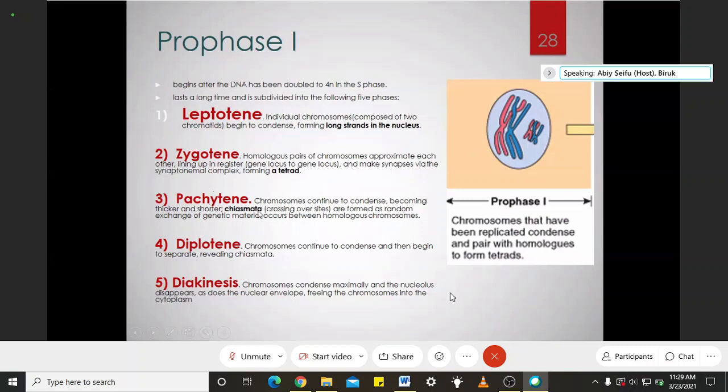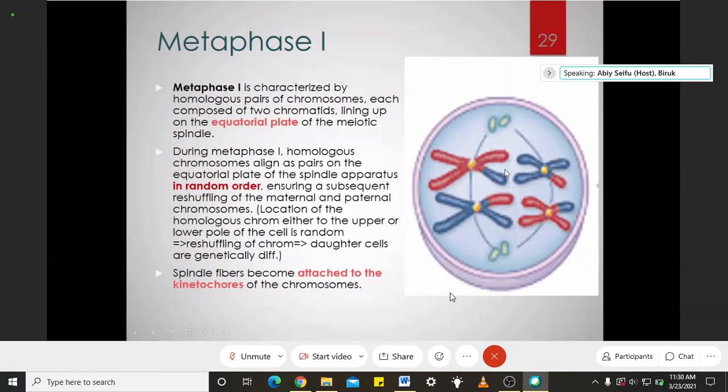In the pachytene phase, sister chromatids of adjacent homologous chromosomes will cross each other. And this crossing point is known as the chiasma. The chiasma is a site where exchange of segments of chromosomes takes place. This is one cause of genetic variability. Crossing over is one of the sources of genetic variability in meiosis. The next one is diplotene. In diplotene, chromosomes continue to condense and then begin to separate. They separate like this.